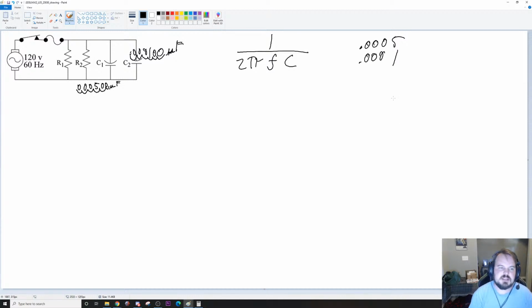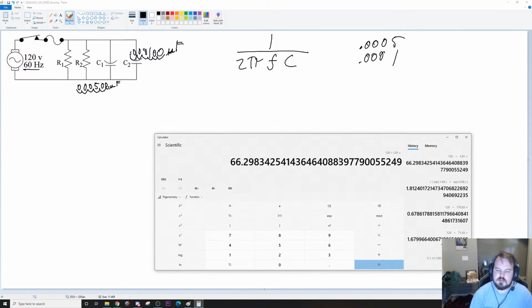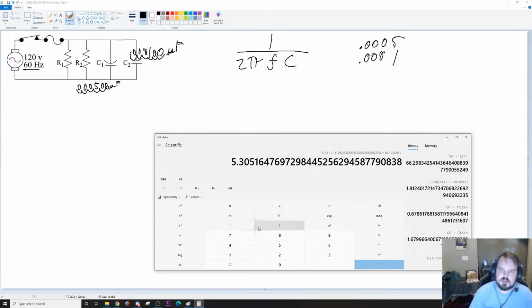Your frequency is 60. I know I pointed at the screen. You can't see that. The frequency is 60. So let's just throw that all in the calculator. Open parentheses, 2 times pi times 60 times 0.0005, close parentheses, one more. So that's going to be 5.3 ohms.